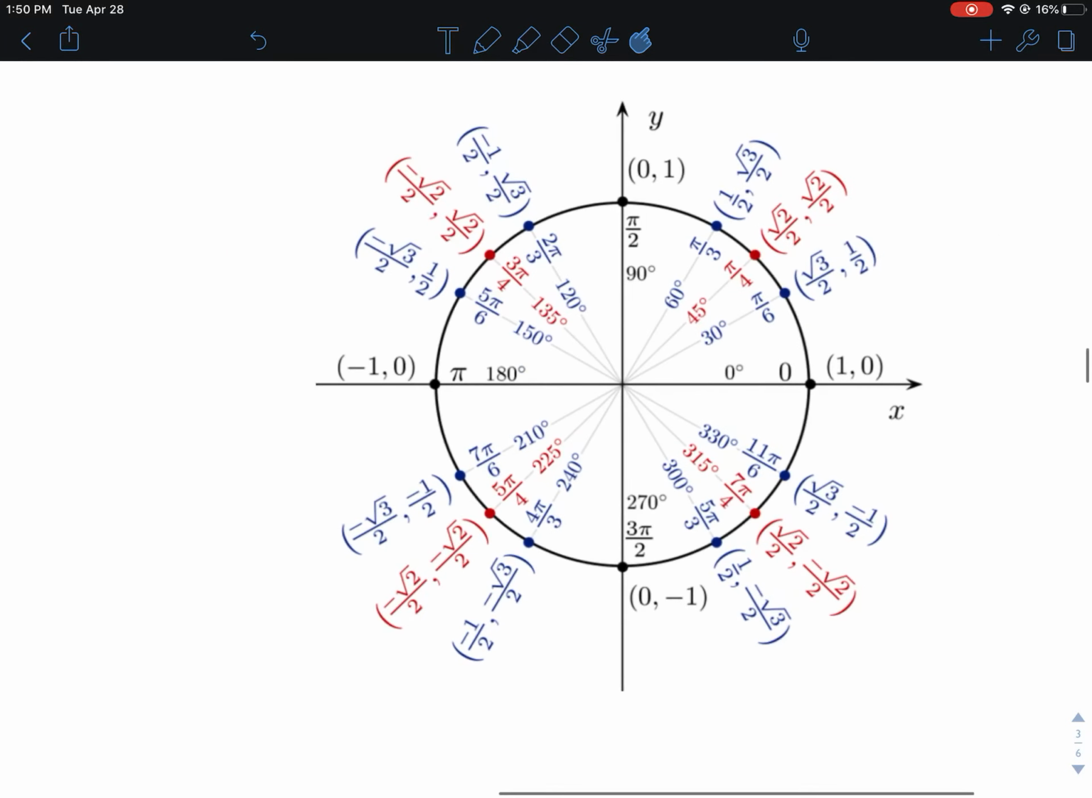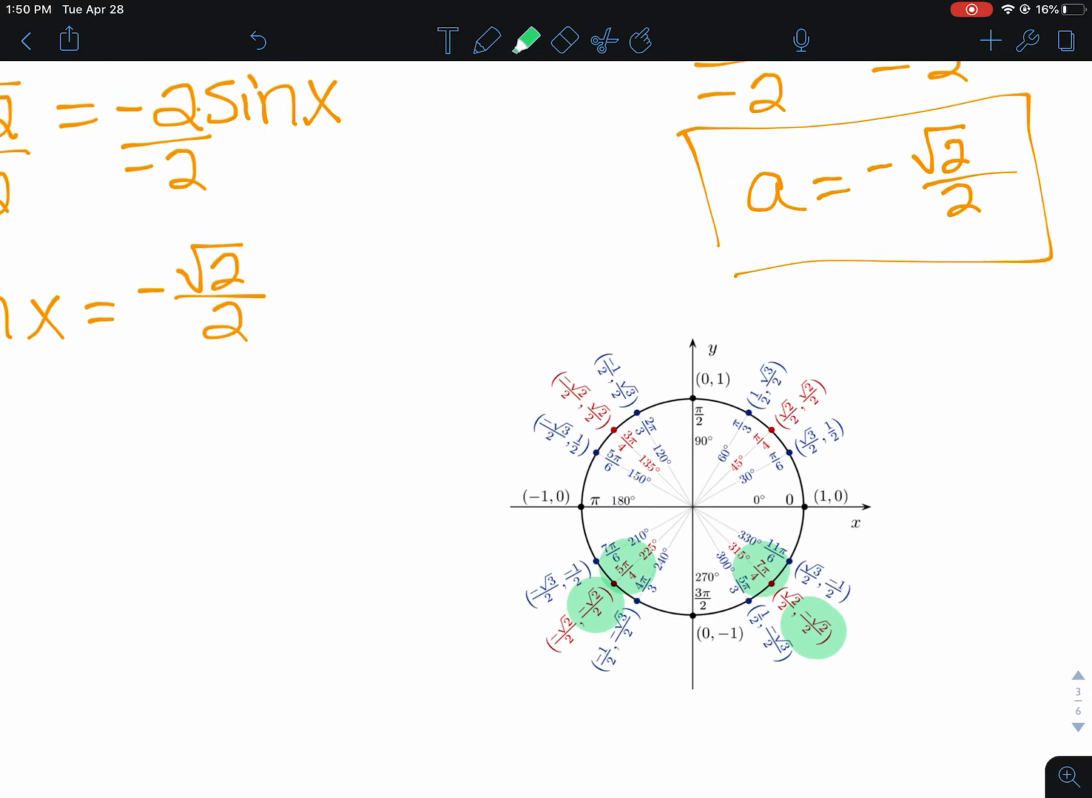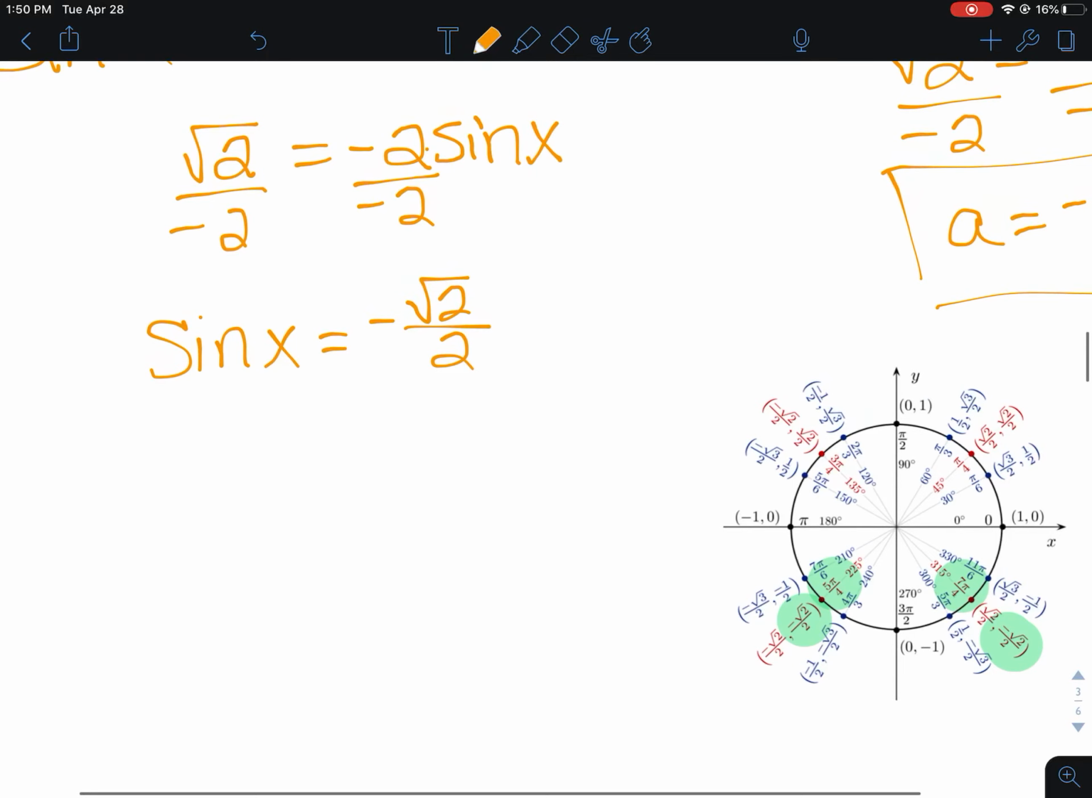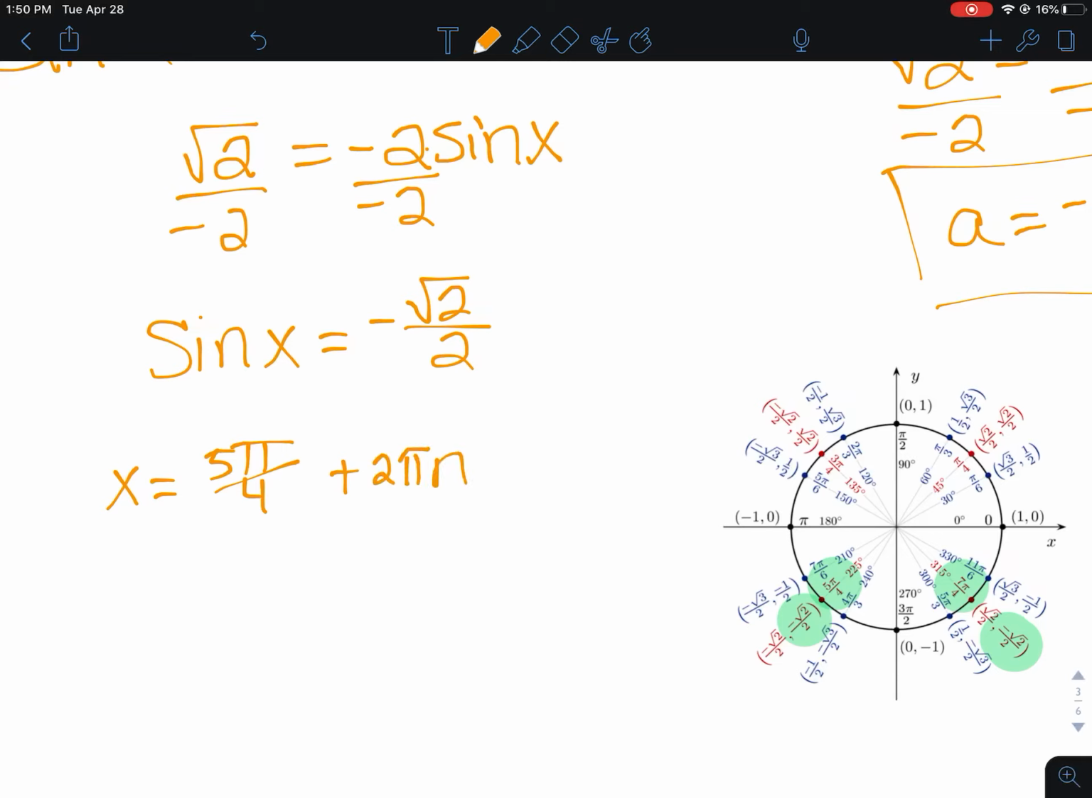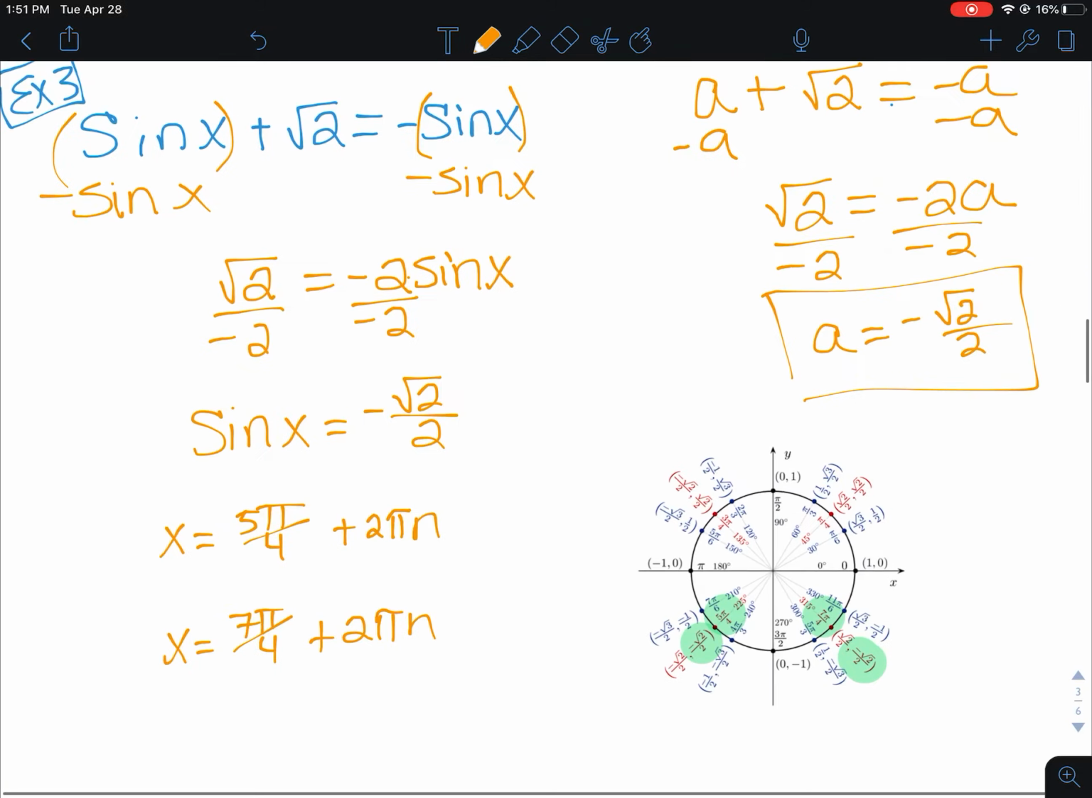So when I do that, sine of x is negative square root of 2 over 2. So we're looking for, all right, where does the y value say negative square root of 2 over 2? Looks like here and here. So 5 pi over 4, 7 pi over 4. So x equals 5 pi over 4, and you know the drill, plus 2 pi n. And x equals 7 pi over 4 plus 2 pi n.